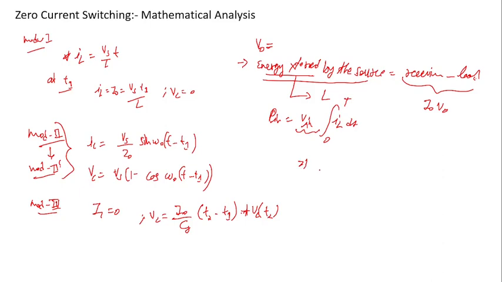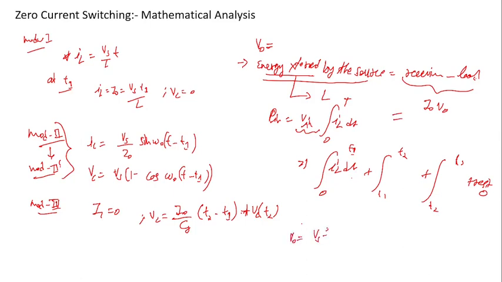So in partition, the inductor current part is from 0 to t1, plus t1 to t2, plus t2 to t3, plus the rest where the inductor current is 0. If you integrate that and equate this term to this term, you will get the output voltage, which depends on Vs into switching frequency into (t1 by 2 plus t2 minus t1 plus t3 minus t2). Why am I doing that?